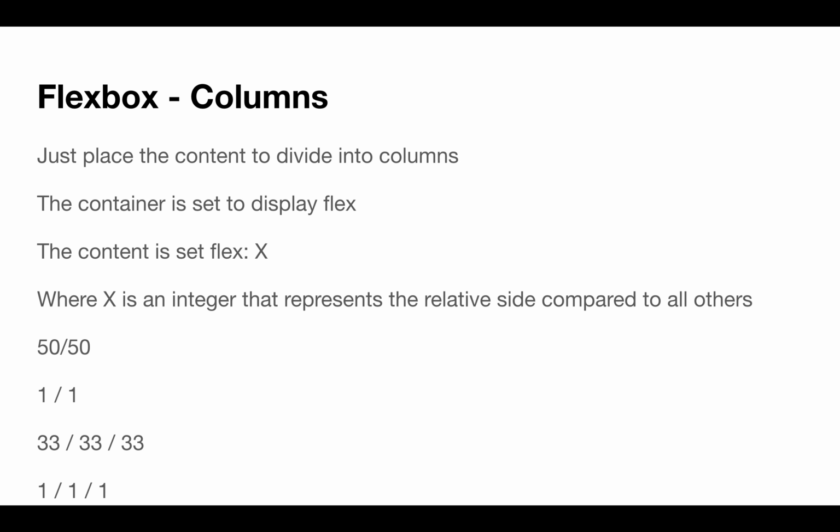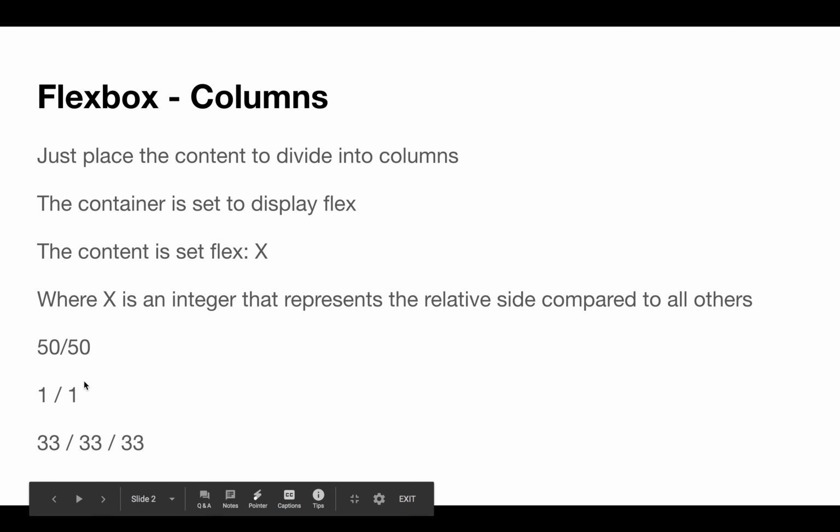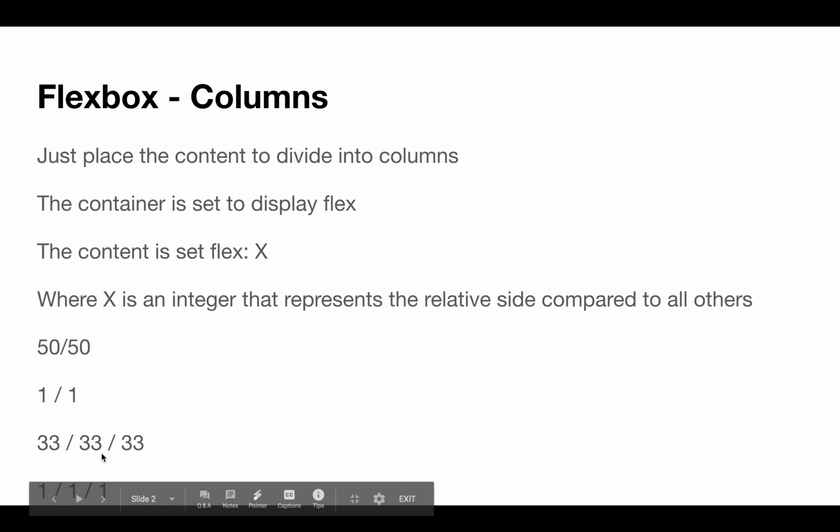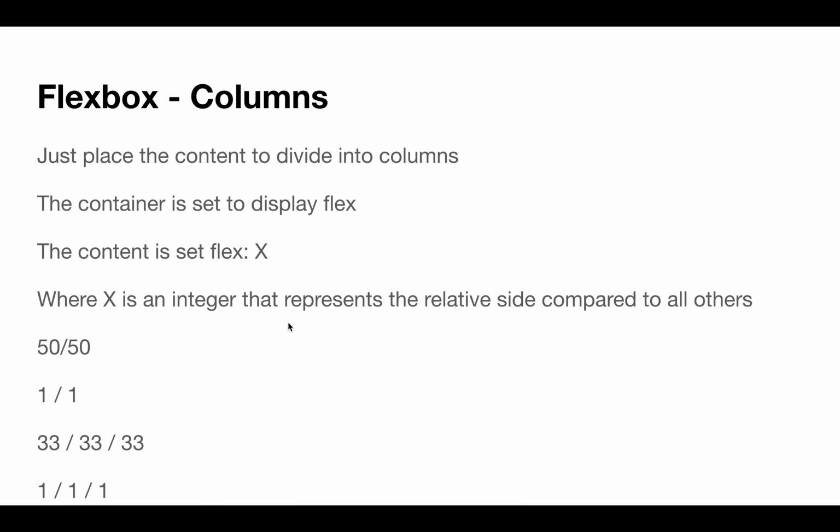So you just are gonna have a container that is gonna be set to display flex, and then the content is gonna be set to have a flex property of any number, which could be an integer. And that integer represents the relative size compared to all others. So a classic example would be if you have two columns, two divs with flex 1, they're gonna be two columns of 50-50. If you're gonna have three divs with the same property flex set to 1, you're gonna have three, each 33%. If you're gonna have two, one with a flex property of 2 and the other with a flex property of 1, one of them is going to be 66%, the other one is going to be 33%. So building columns, no problem.